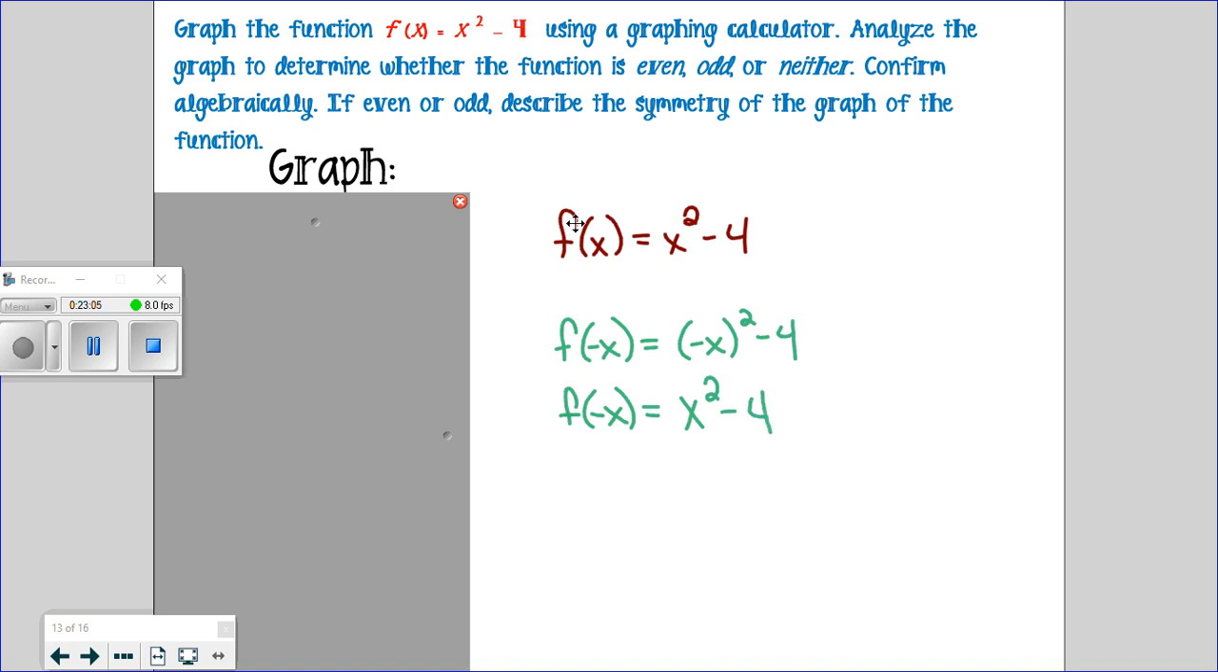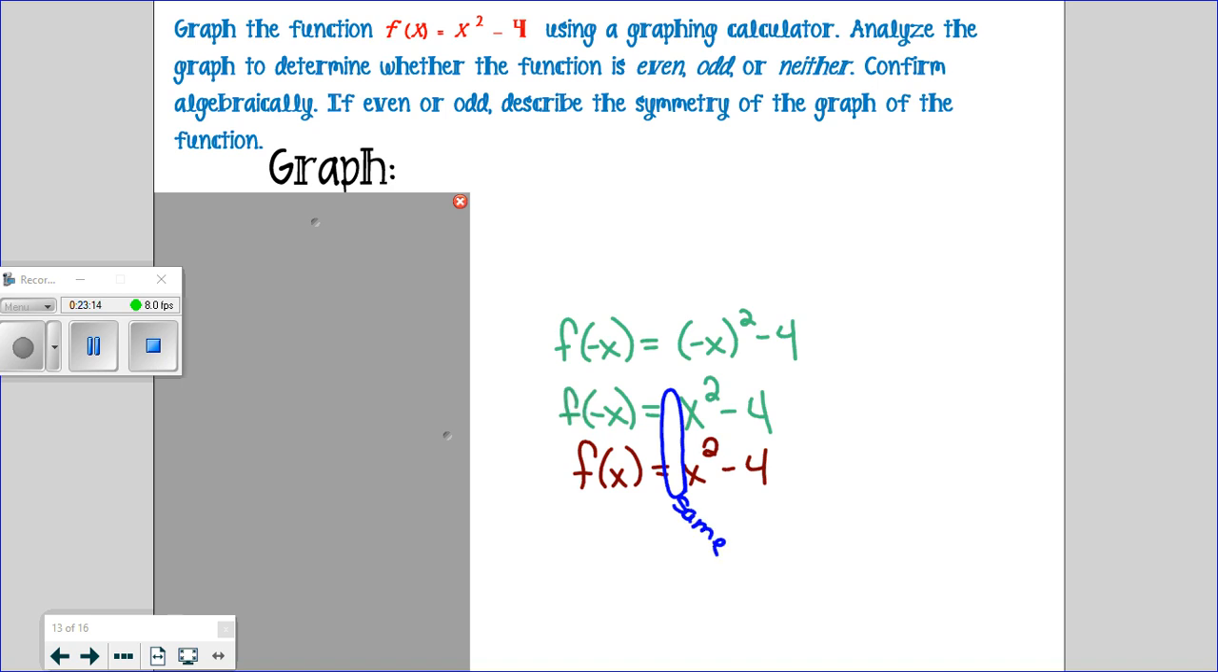If I sit them side by side and go through sign for sign, I see that the first sign was positive, stayed positive. That's the same. The second sign was negative, stayed negative. That's the same. And all of my signs stayed the same all the way through. And if that's the case, which one is it? Even. So this is an even function. Questions?